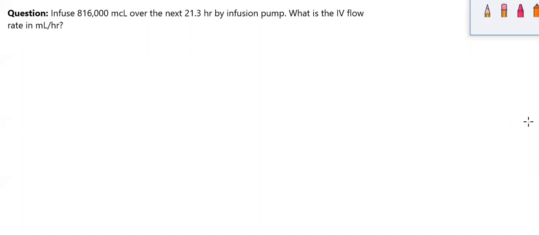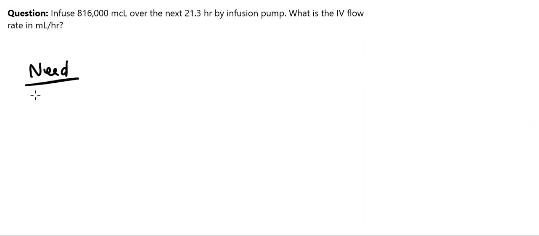All right, here's another one. We need to infuse 816,000 microliters over the next 21.3 hours by infusion pump. What is the IV flow rate in milliliters per hour? Unlike the last problem, we are given hours this time. That's great because we know we need hours, but we're given microliters instead of milliliters. So we're gonna have to do some conversions still.